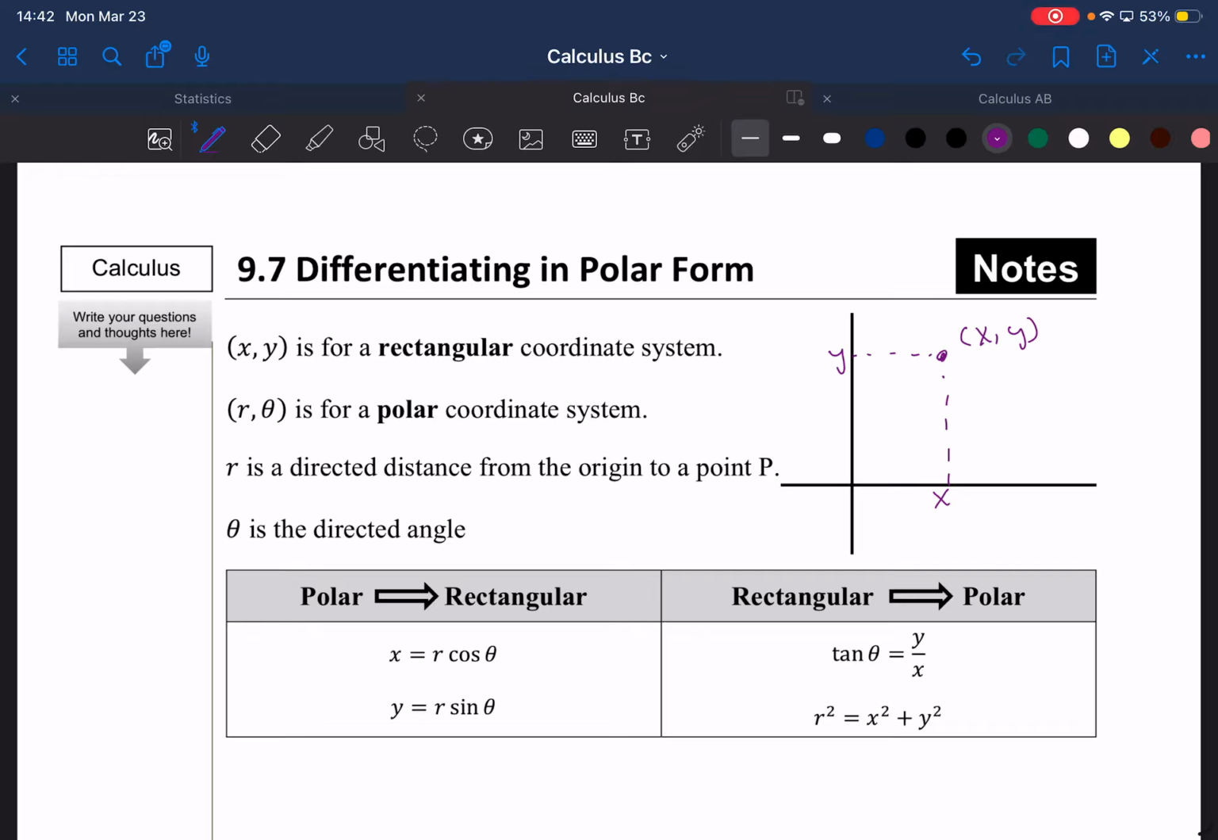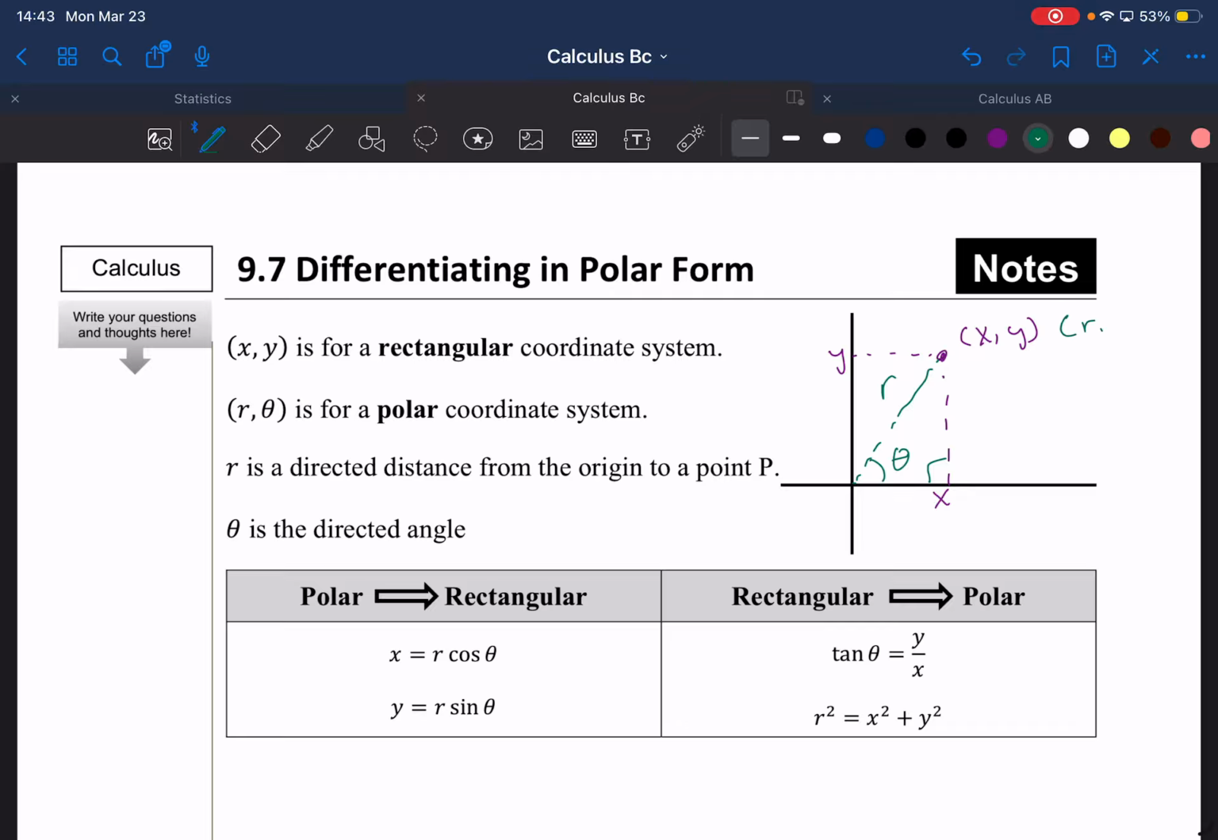And in order to find these, we know that with our rectangular coordinate system, the hypotenuse right here is represented by r. The angle that is formed from r and the x-axis is theta, and this is going to be a right triangle. So r is the distance from the origin to the point, so we could write this point as r comma theta. And theta is going to be the direction of the angle.